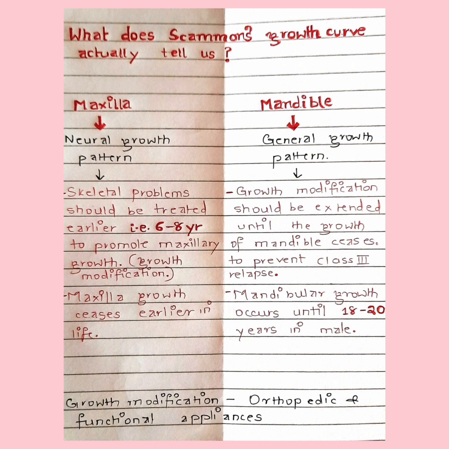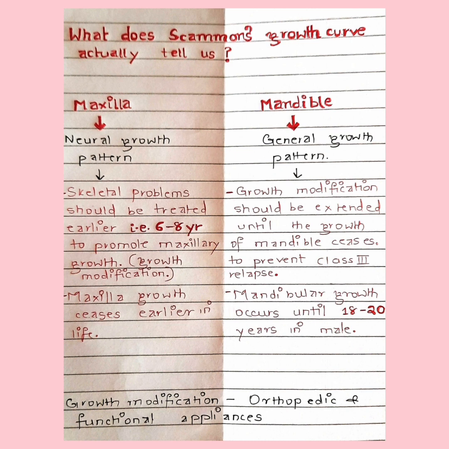Whereas the mandible follows the general growth pattern. Growth modification should be extended until its growth ceases. Mandible growth occurs until 18 to 20 years in males. So the devices should be kept until the growth of the mandible ceases or stops, in order to prevent relapse.